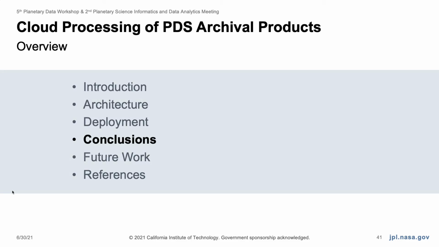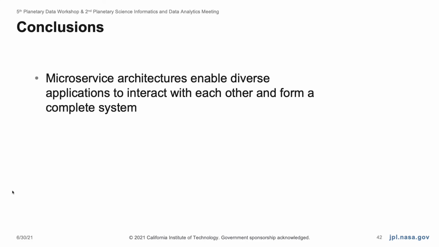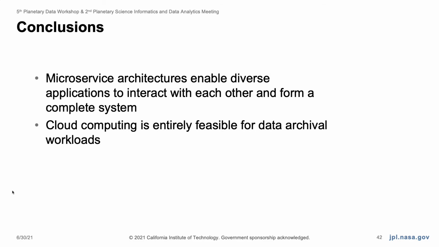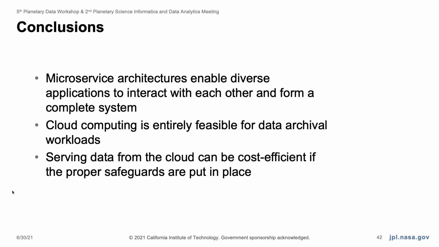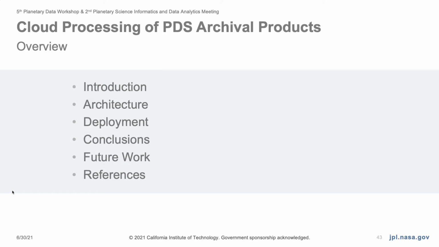So in conclusion, there are a few different things. For one, microservice architectures enable diverse applications to interact with each other and form a complete system. Also, cloud computing is entirely feasible for data archival workloads. Serving data from the cloud can be cost efficient if the proper safeguards are put in place.